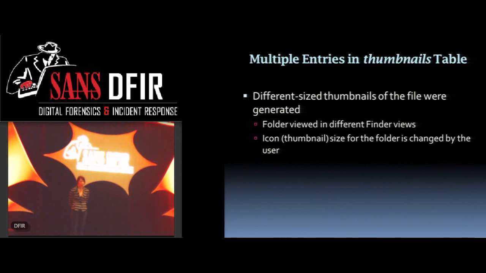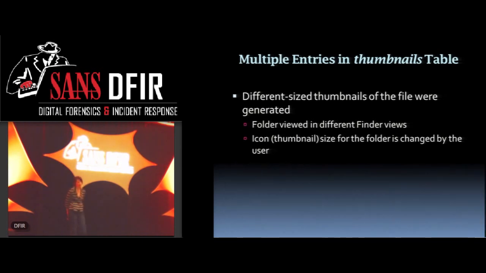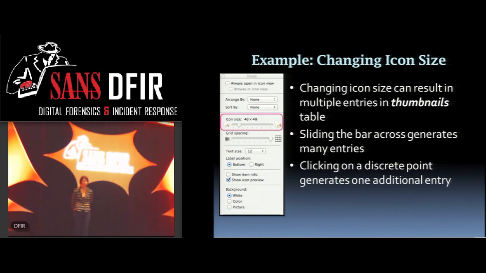Multiple entries in the thumbnails table just means different thumbnails were generated. You're looking at the folder in different Finder views, or your icon thumbnail size has changed. Here's how you change your icon size. Just a side point, not really that important.